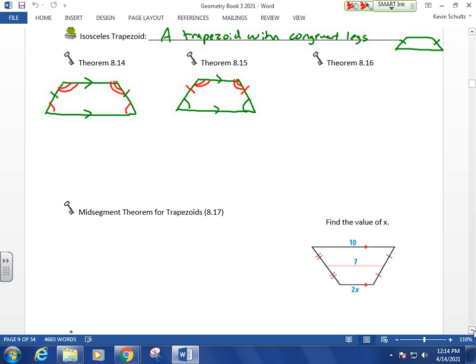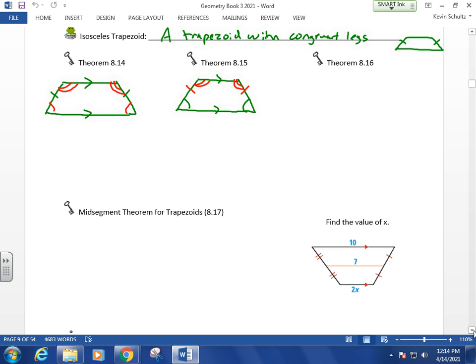So 14 and 15 are kind of the converse of one another. In 14, if we know the legs are congruent, the base angles will be congruent as well. In 15, if we know the base angles are congruent, then we know the legs will be congruent, and thus it is an isosceles trapezoid.